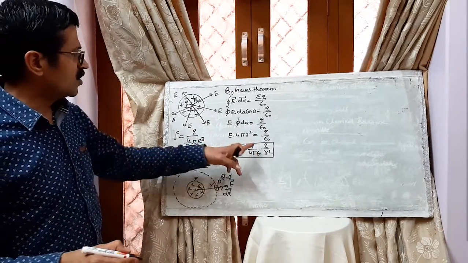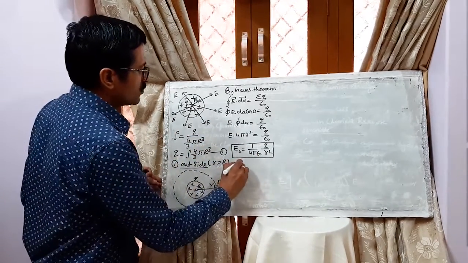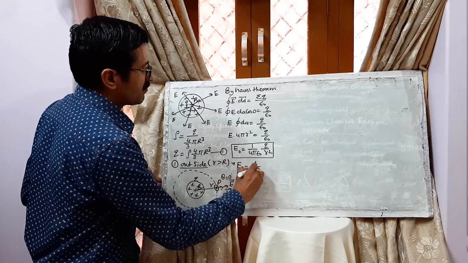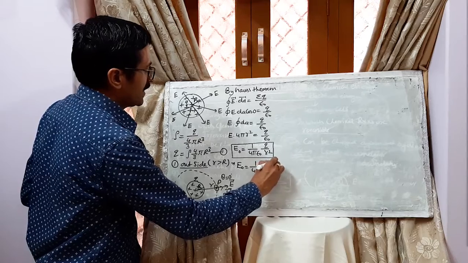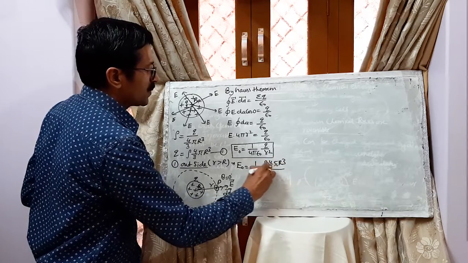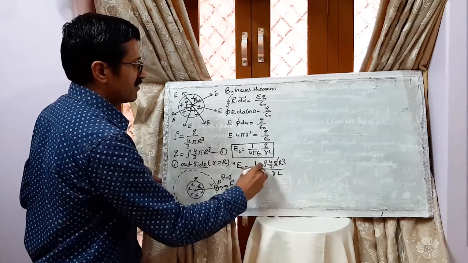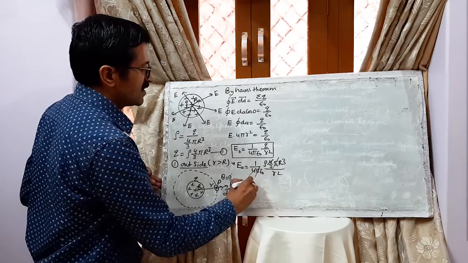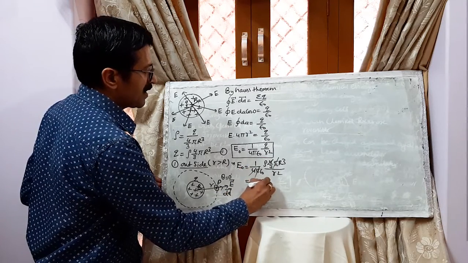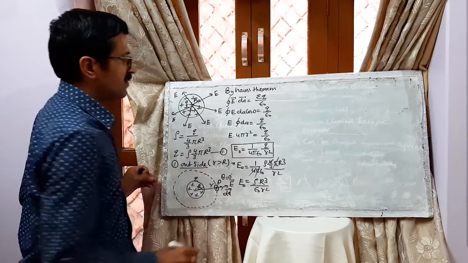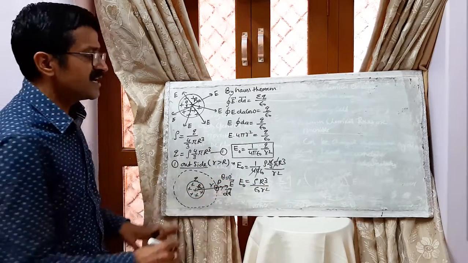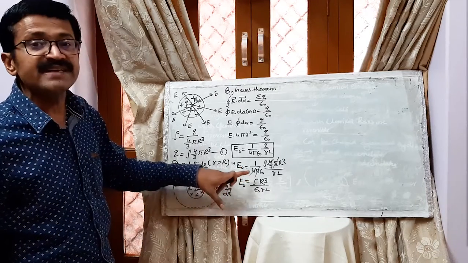Let us put the value of Q in terms of rho. Then you will have E outside equal to 1 upon 4 pi epsilon naught, rho into 4 by 3 pi capital R cube upon small r square. This pi will get cancelled, 4 will get cancelled. There will remain rho capital R cube upon 3 epsilon naught small r square. This will be the formula of electric field intensity outside in terms of charge density.